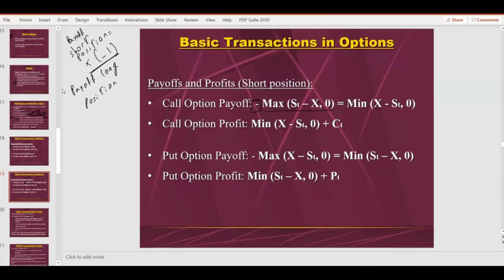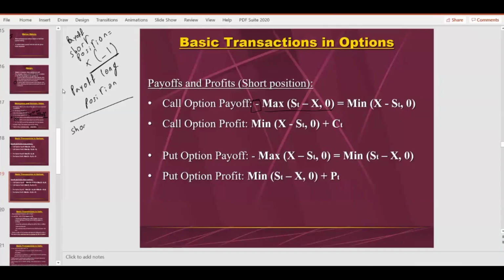Now, minus the maximum of ST minus X and 0 is equivalent to the minimum of X minus ST and 0. So in this case, I can say that the call option profit is equal to the minimum of X minus ST and 0 plus the call premium. So let's have an example about the payoff and the profit of the party with the short position.